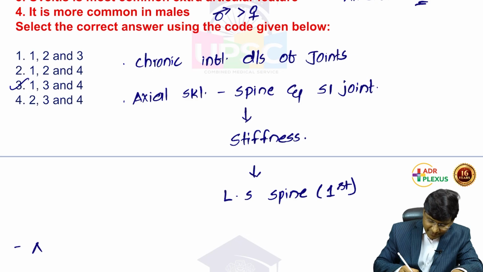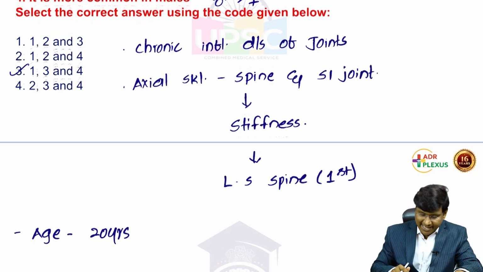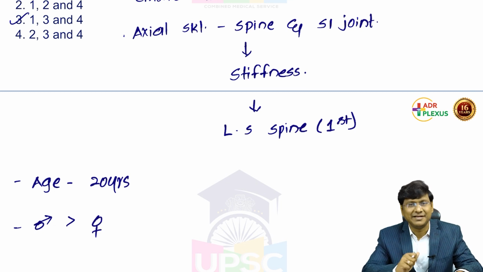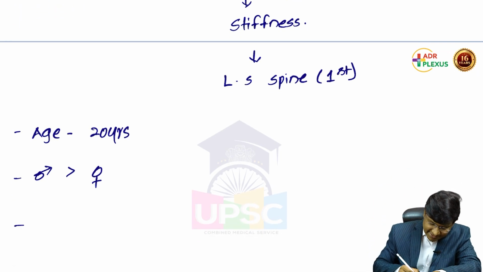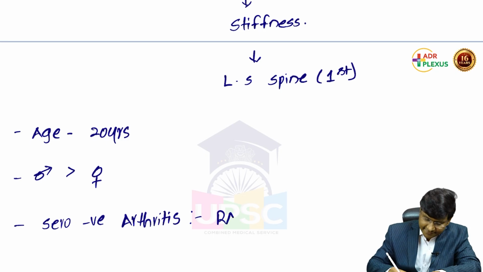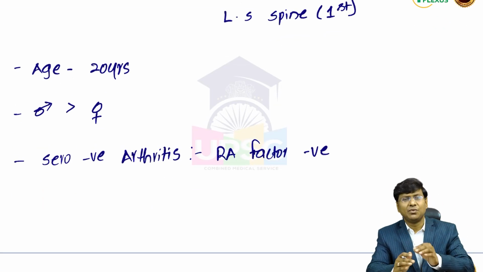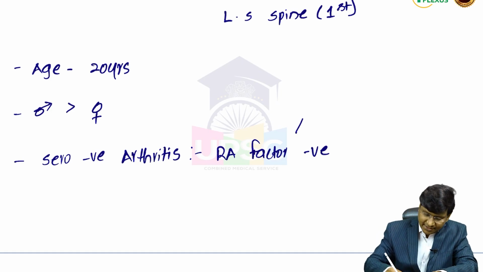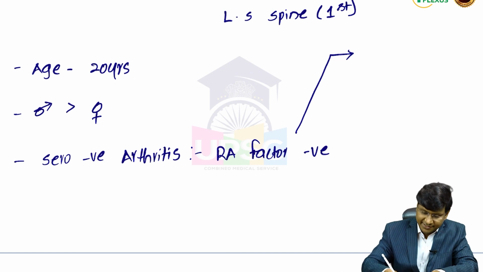And what is the age of presentation of these patients with ankylosing spondylitis? That is around 20 years. The incidence of ankylosing spondylitis is more common in males rather than females. This ankylosing spondylitis comes under what is called seronegative arthritis. Seronegative arthritis in the sense where the RA factor is negative, right? Now, we have many examples of seronegative arthritis. It is not just ankylosing spondylitis. Now what are the examples of seronegative arthritis, right?